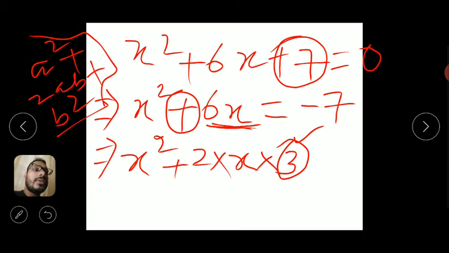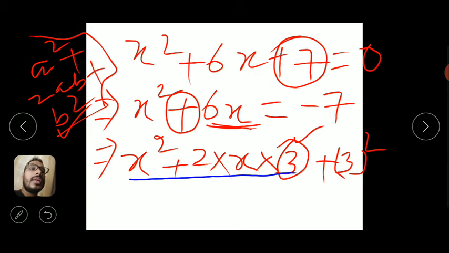Now you have to write plus here. Next is b square. What you have taken b as 3, so you'll write 3 square. Till this part, everything remains the same as before. Additionally, what you have done is plus b square, that is plus 3 square. So if you add something to the left, you have to add the same thing to the right as well. That is part of the equation.